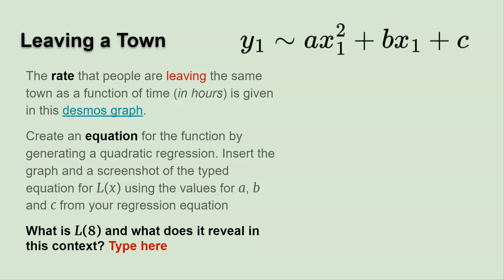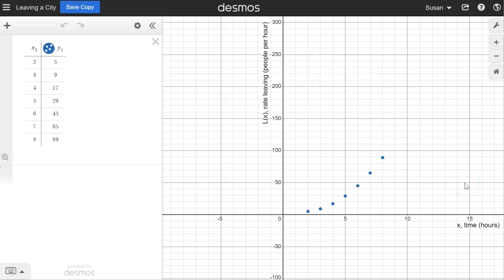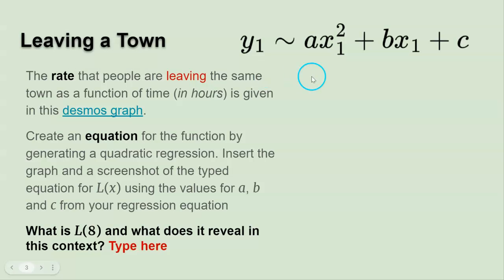Okay, now they're going to do a similar task, but this time using a regression equation. So now we have the people leaving the town. It's the same town, but we have a totally different graph now. So here's the function for the people leaving the town. So they're going to type in y1 tilde, and if they don't remember what to type, I did put it at the top of their slide.